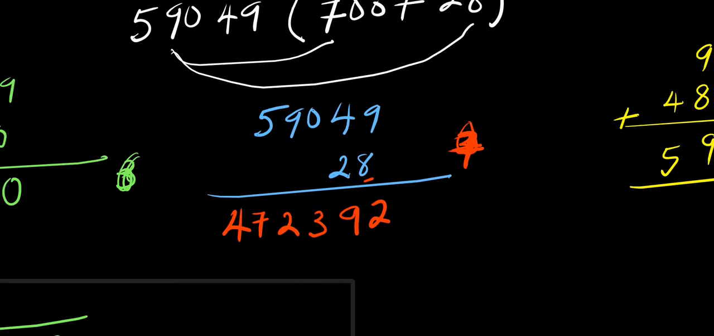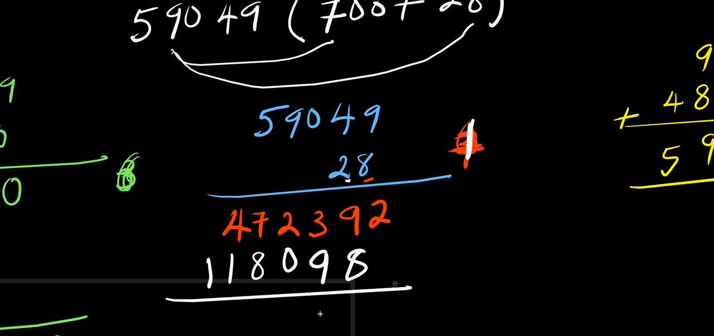Then we also make use of 2. 2 times 9, 18. 8 carry over 1. 2 times 4, 8. 8 plus 1, 9. 2 times 0, 0. 2 times 9, 18, 8 carry over 1, 2 times 5, 10. 10 plus 1, that is 11.